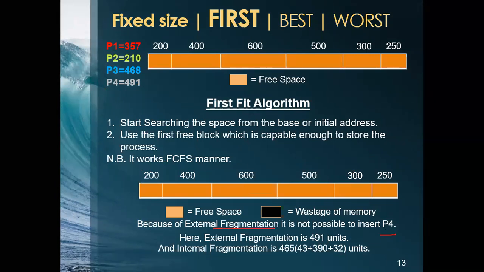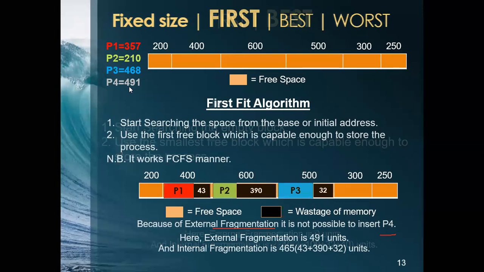Let me show you the slides one by one. First we store P1. This black space that you see is actually wasted because no other process can use it. We only needed 357. Then if I store P2, I only needed 210, but the remaining 390 is totally wasted. No other process can be allocated this memory. Same way, for P3, this 32 kilobytes is wasted. So for this external fragmentation, a lot of memory is getting wasted, and when I try to store P4, there's no space left. So in the fixed size, this one doesn't perform well.